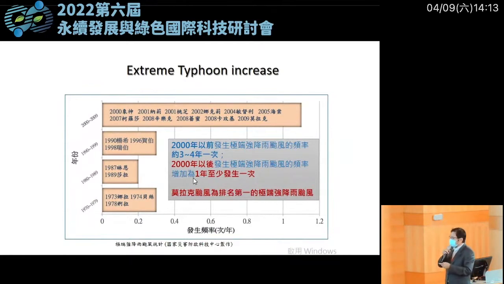Of course, this kind of thing will increase some kinds of jobs. For example, my background is soil and water conservation. I graduated from the National University, and I had many classmates who are now very rich. Why? Because they have many projects because of the extreme weather. But it's not a good thing.